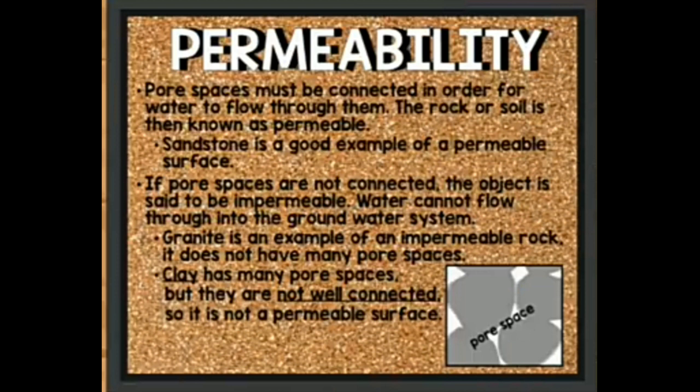Water cannot flow through into the groundwater system. Granite is an example of impermeable rock. It does not have many pore spaces. Clay has many pore spaces, but they are not well connected, so it is not a permeable surface.